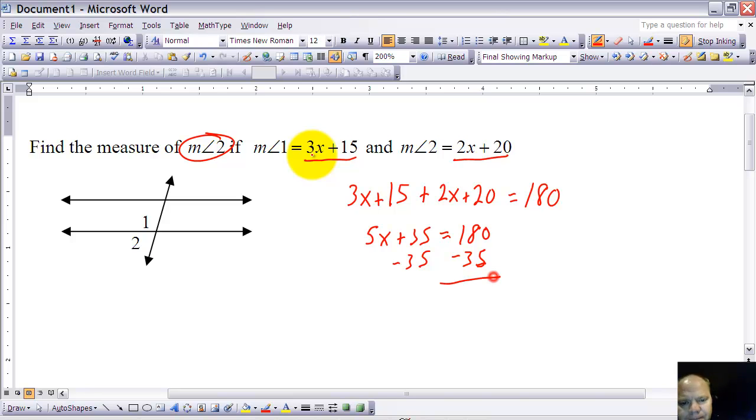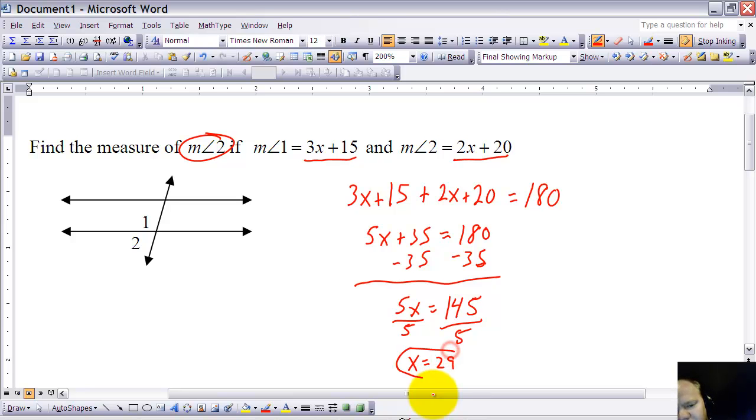If I do that, I have 5x equals 145, and then I can divide by 5 on both sides to get my value of x. If I do that, x would be equal to 29. Once again, remember that's not the value that we're looking for. We want to find out what the measure of angle 2 is.